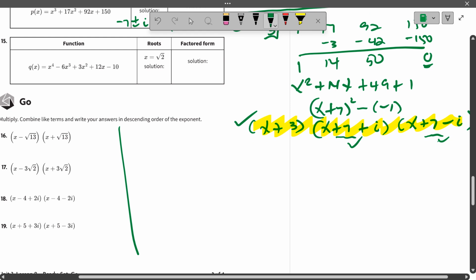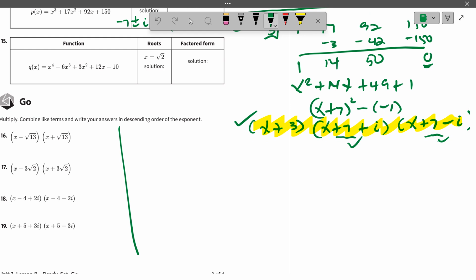Notice that I have x equals root 2. And I've got my polynomial there, q of x. And I could try to take the same approach again. I'll shift back to black here for number 15. And do synthetic division with root 2. That's going to be kind of messy to bring a radical through synthetic division.